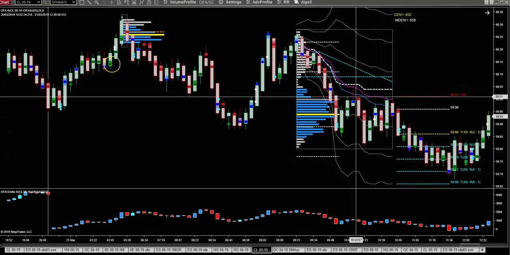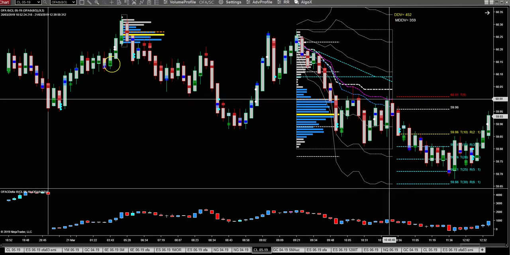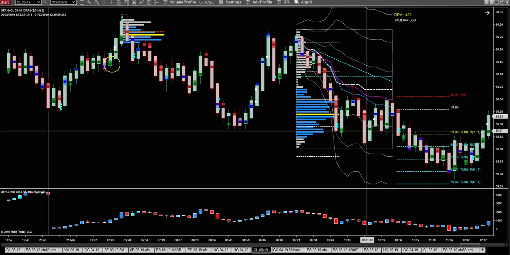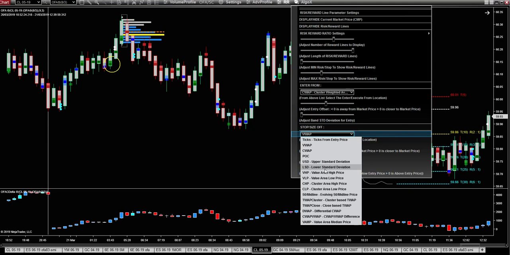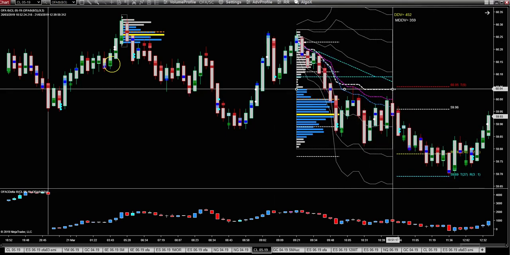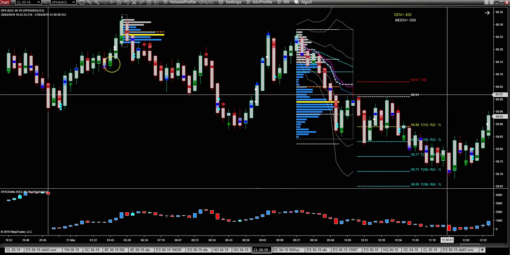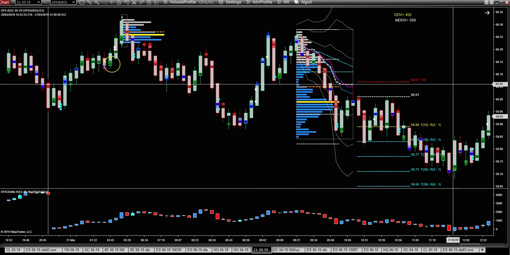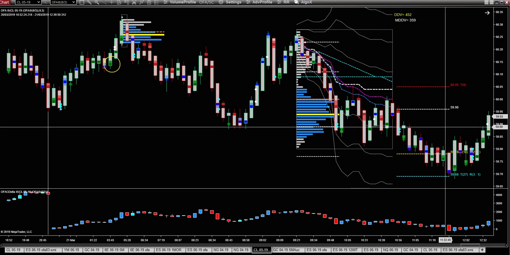So if I actually change this back to the midline and go back to our entry, you can see that there's another tick of risk. It's 1 tick behind, and as I move the profile forward, you can see where the midline, which is the dashed white line relative to the VWAP, has enabled the trade to continue and not be stopped out.